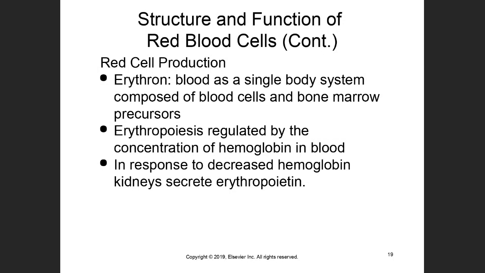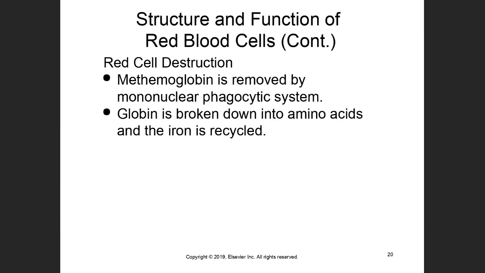Erythron is blood as a single body system composed of blood cells and bone marrow precursors. Erythropoiesis is regulated by the concentration of hemoglobin in blood. A decrease in hemoglobin leads the kidney to secrete erythropoietin. Because for the process of erythropoiesis, we need erythropoietin. Okay? And erythropoietin is a hormone produced by the kidney. Red cell distribution, when you see a CBC, we have this.